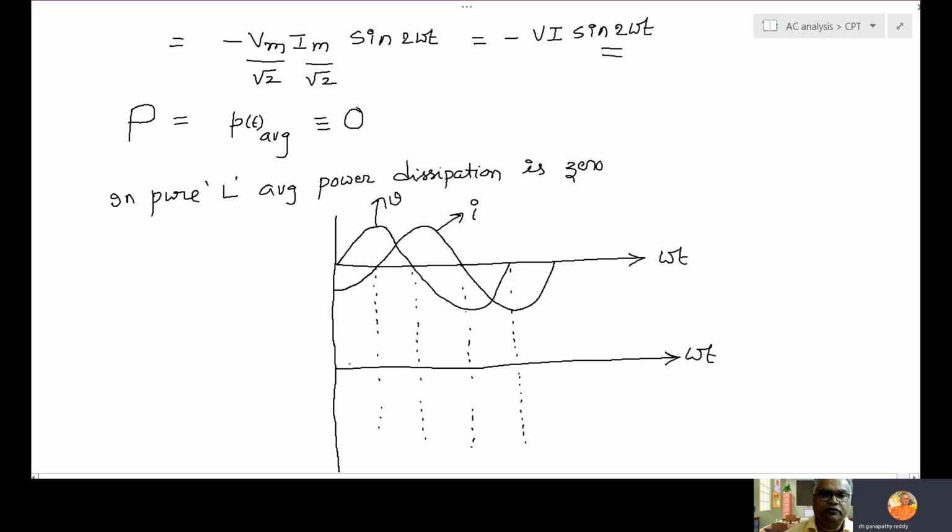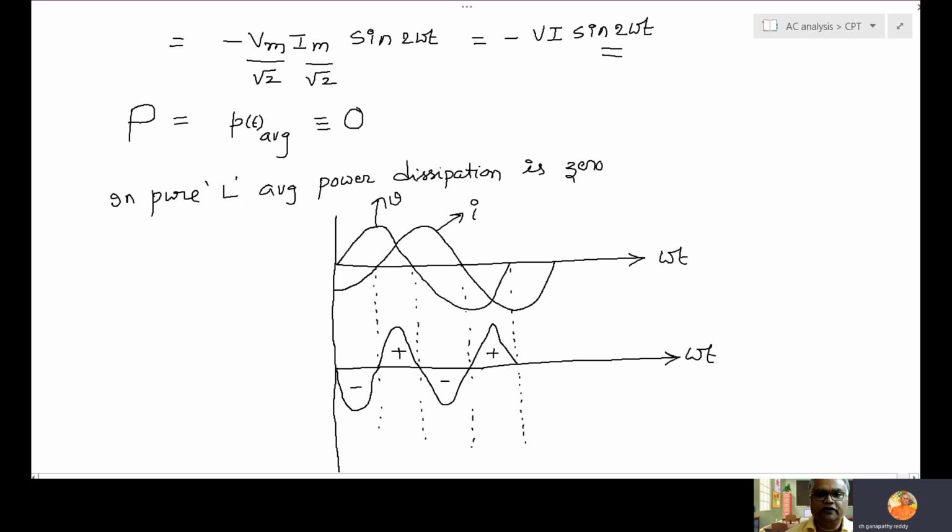So positive negative product is negative. Start with negative. Then positive positive product is positive. Again positive negative product is negative. Negative negative product is again positive. So negative, positive, negative, positive. Draw like a sine wave.